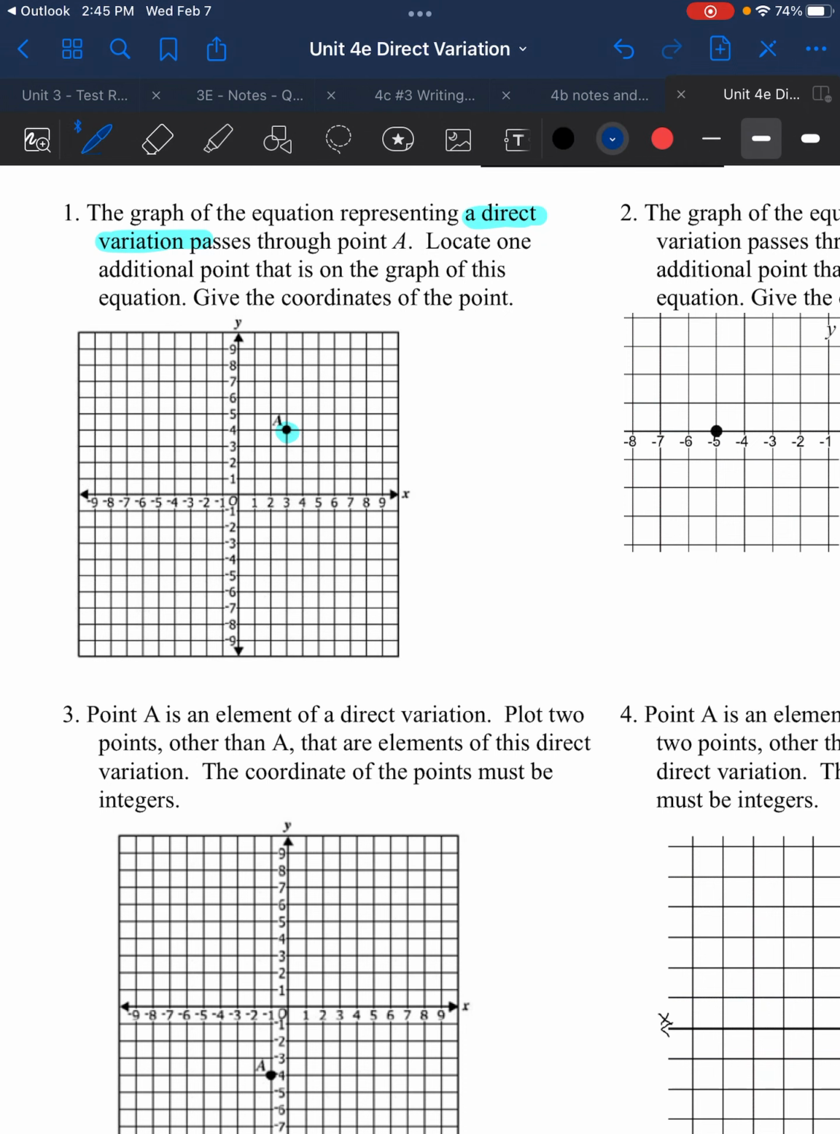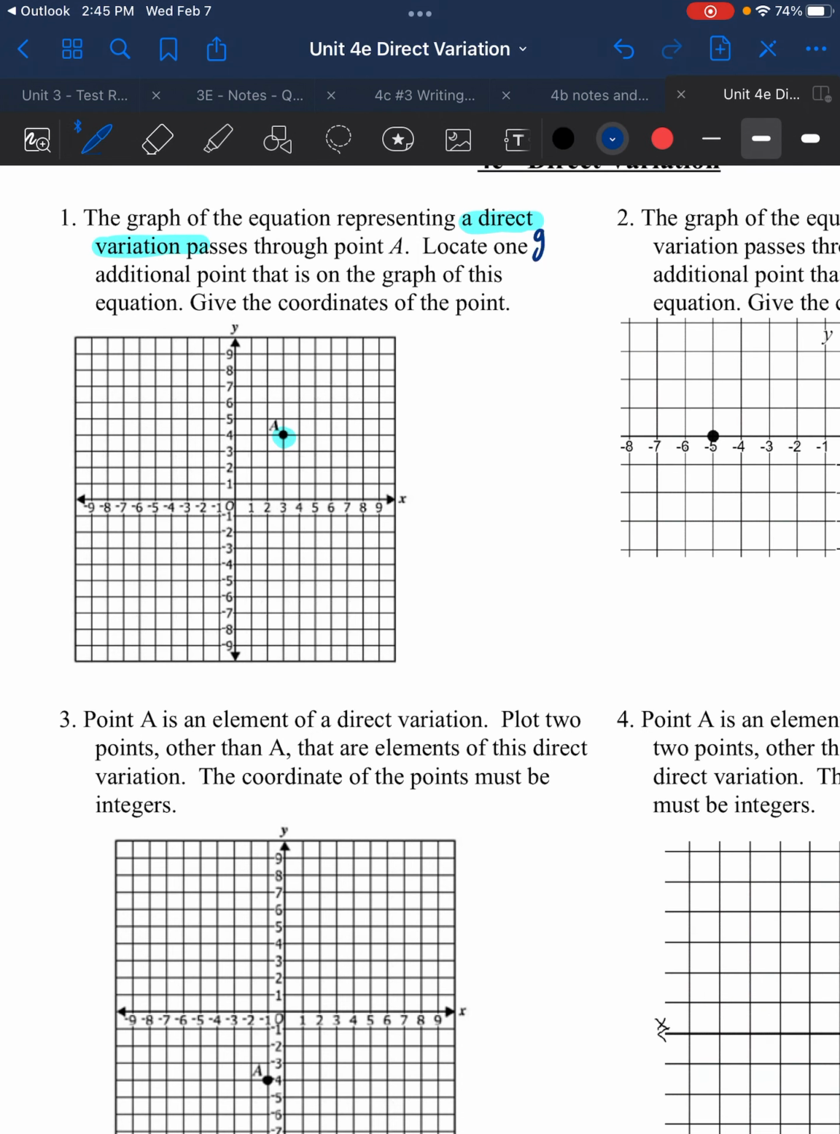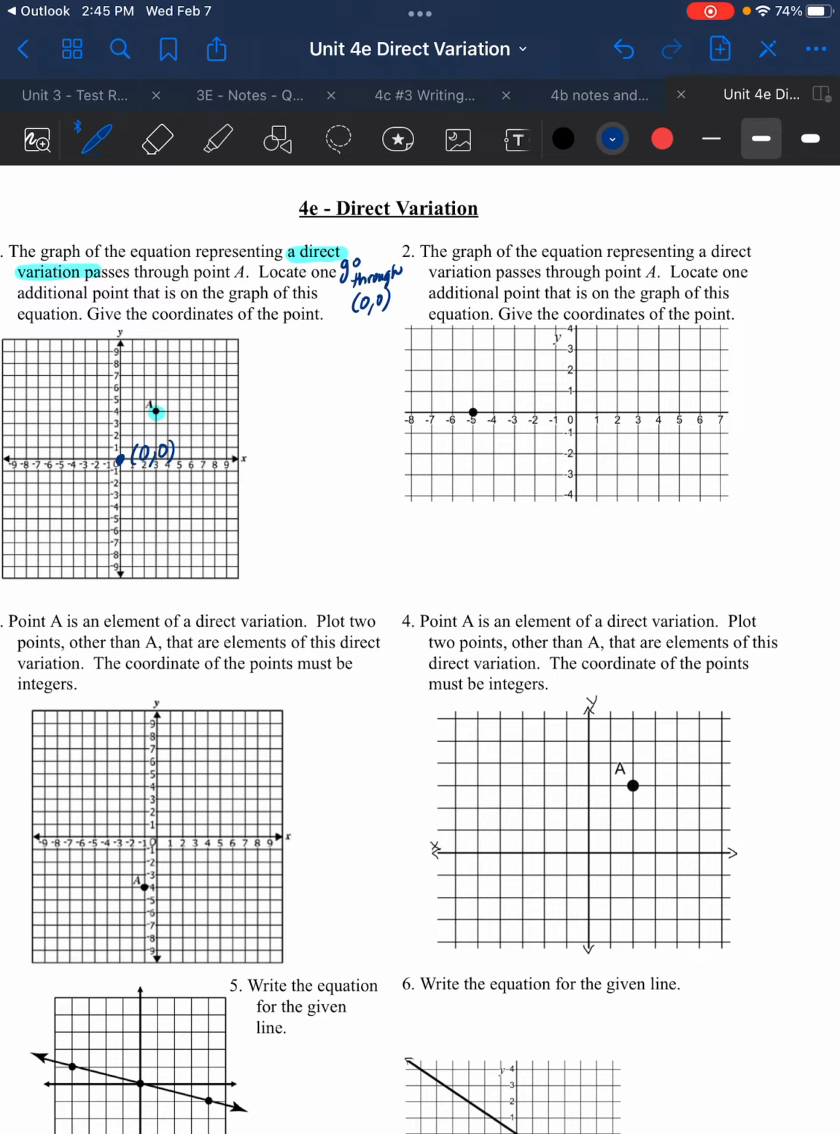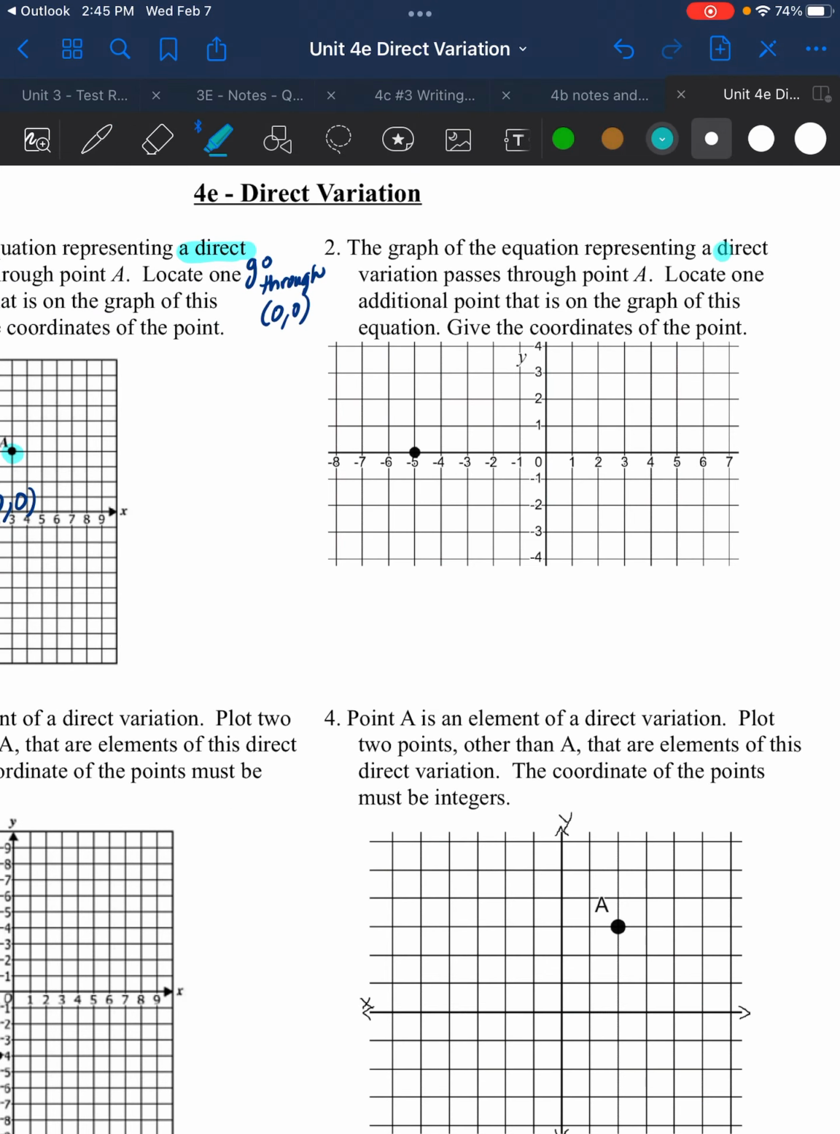When it comes to direct variations, they always go through the origin, which is 0, 0, always. So always through 0, 0. For number 2, it's going to be the exact same thing. I see the words direct variation, and this is going right through point A. Oh, it didn't even label A. Locate one other additional point. So it's going to go through 0, 0.